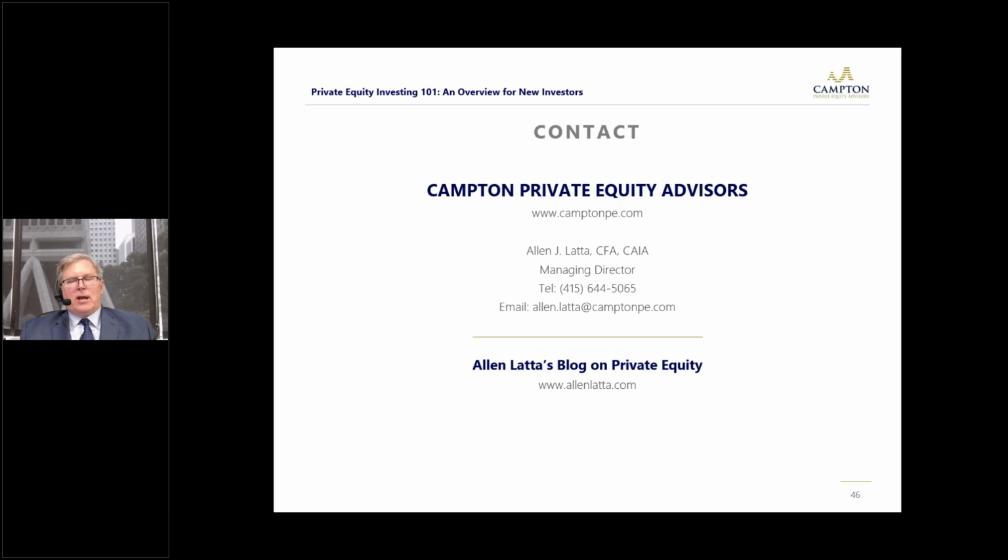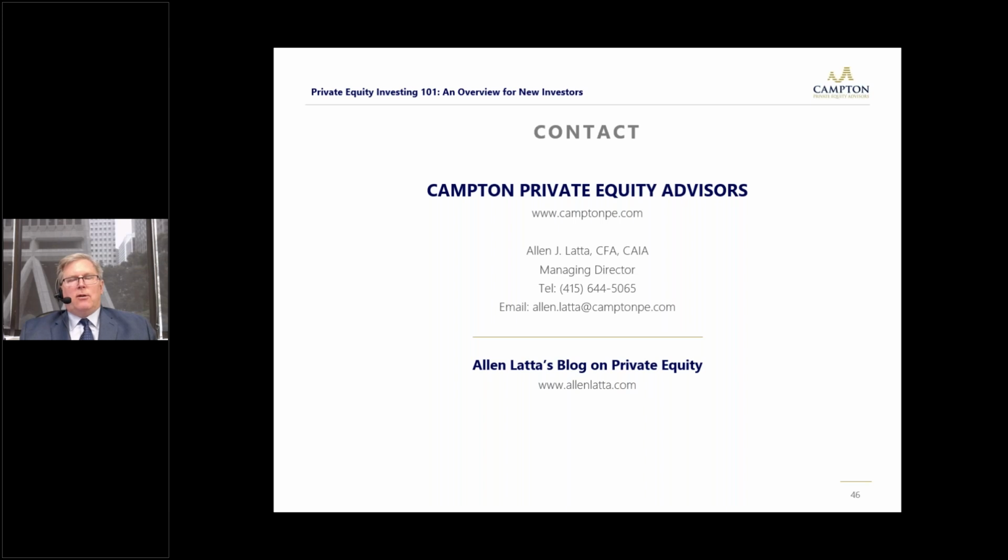So a secondary transaction is when a buyer buys an interest in an existing fund from the investor in that fund. There are many funds that have been created to do secondary transactions.